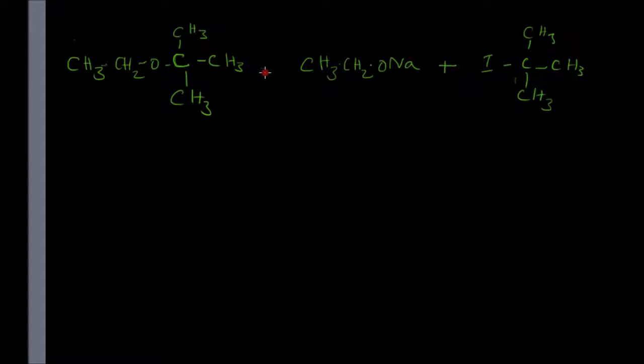Let me write the reactants to get this ether. I will take sodium ethoxide to get the ethyl group and I will take the tertiary butyl iodide to get the tertiary butyl group. So this is one set of reactants. Can you write the other set of reactants? Please go ahead and write.